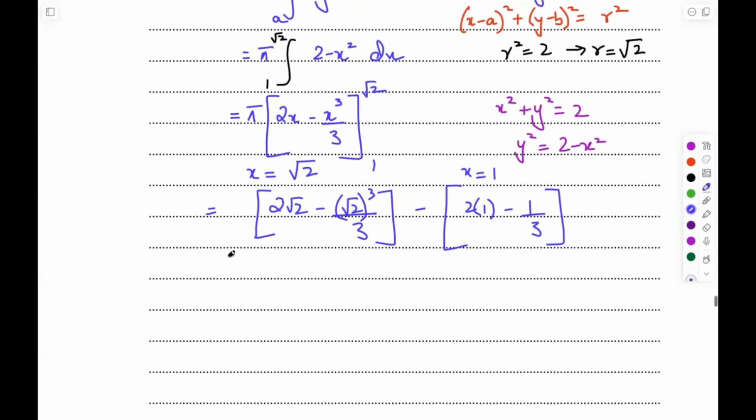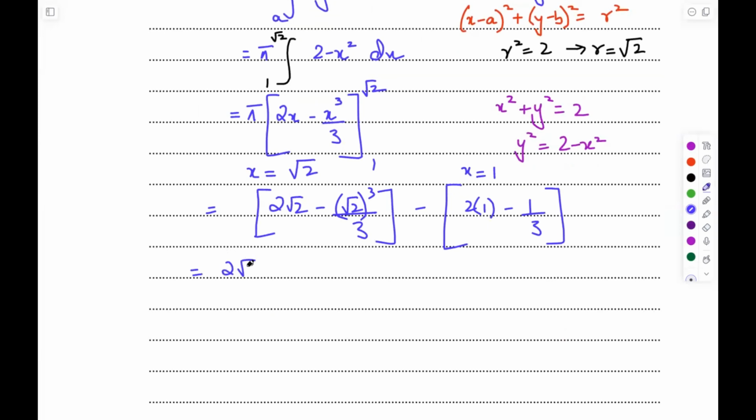Now simplifying this, we'll get 2 into square root of 2 minus, so 2 square root of 2 can be written as 2 to the power 3 upon 2. So this will become minus 2 to the power 3 upon 2 upon 3 minus, and 2 minus 1 upon 3 will become 3 times 2, which is 6. 6 minus 1 is 5. So this will be 5 upon 3.